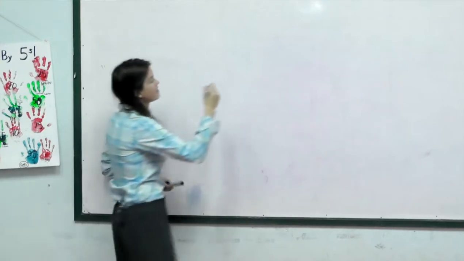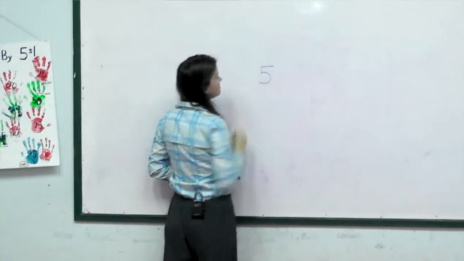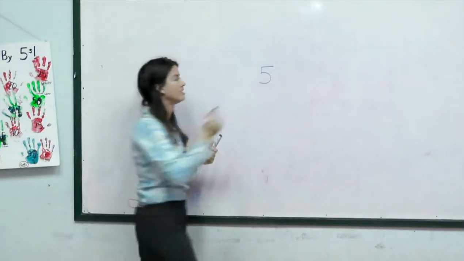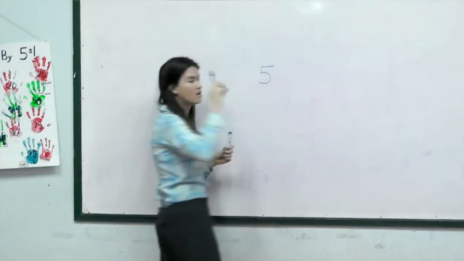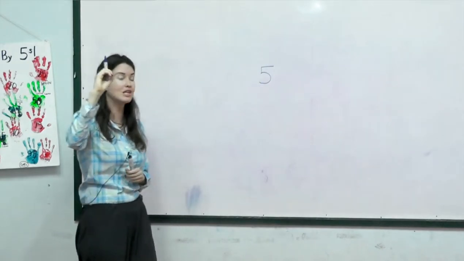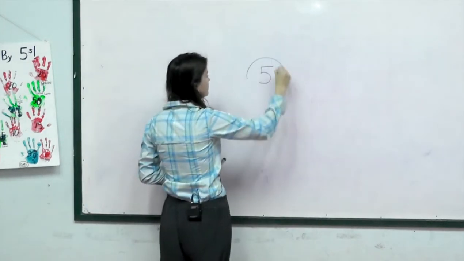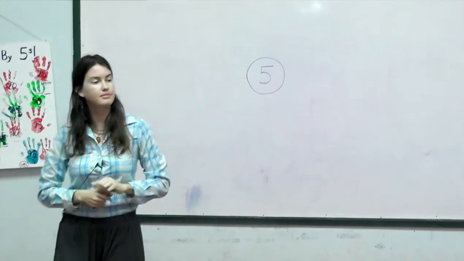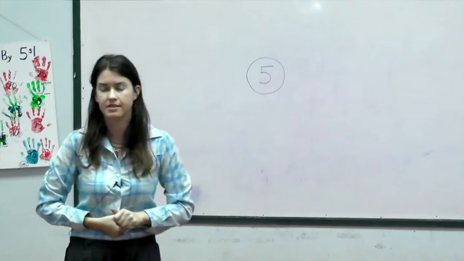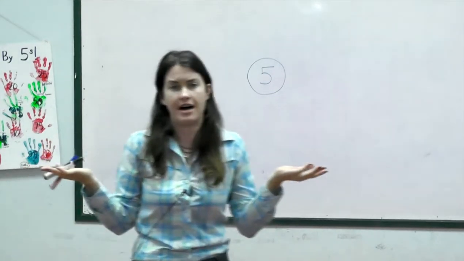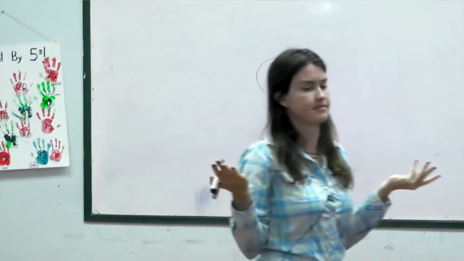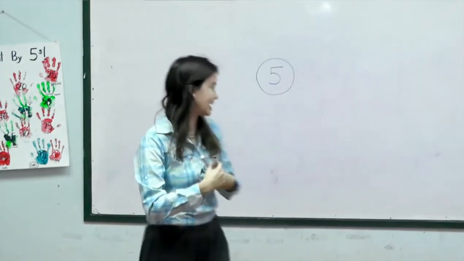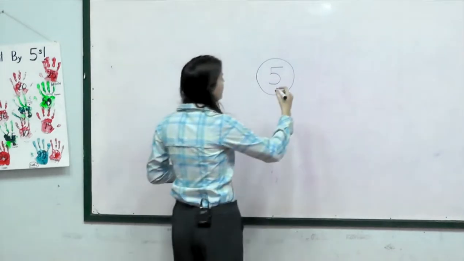Right now, we're going to think about this amount. How much? 5 baht. Coin or a bill? Coin. It's a metal circle. So we're going to think about 5 baht. What can you buy for 5 baht? Chips. A pencil? Yes. Okay, let's make a list of things we can buy for 5 baht.